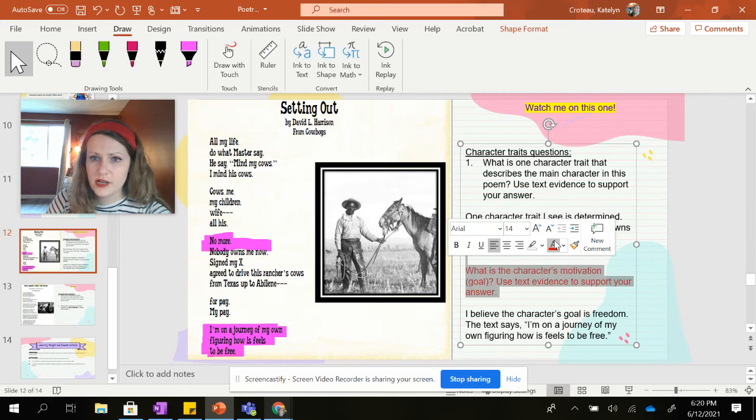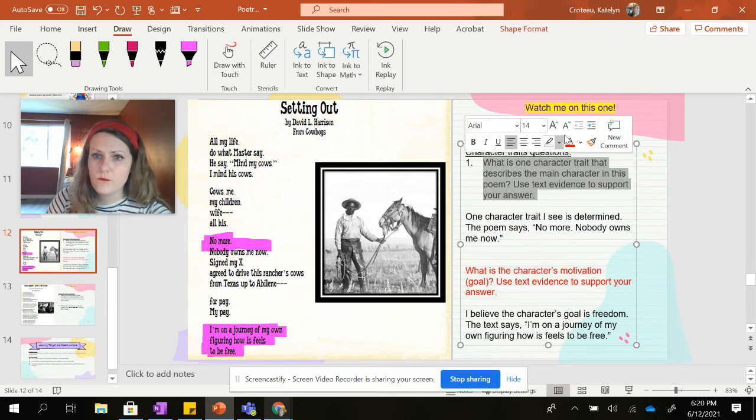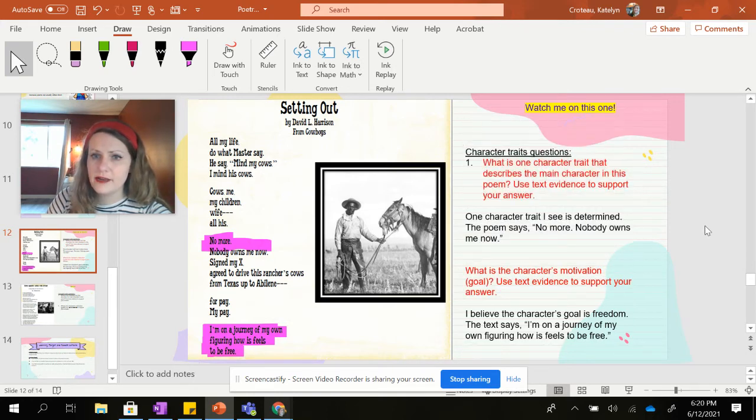Here, I'm going to change the color so you can look at this better. So my answer is the one that's in black. Okay, so here it is. Let me reread it. One character trait I see is determined. So that's how he acts. He's acting determined. I'm going to find a quote that shows how he's acting determined, and I see that the poem says, no more, nobody owns me now. That is evidence of him acting determined.